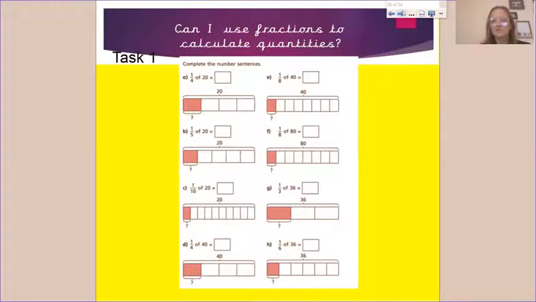Moving on to our tasks. Can I use fractions to calculate quantities? So you're going to complete the number sentences that are on the board right now. So A, B, C, D, E, F, G, and H. It says 1/4 of 20, and then you can use the bar model to help you with that. But remember what I said also, you divide by the bottom, you times by the top, and finish these ones.